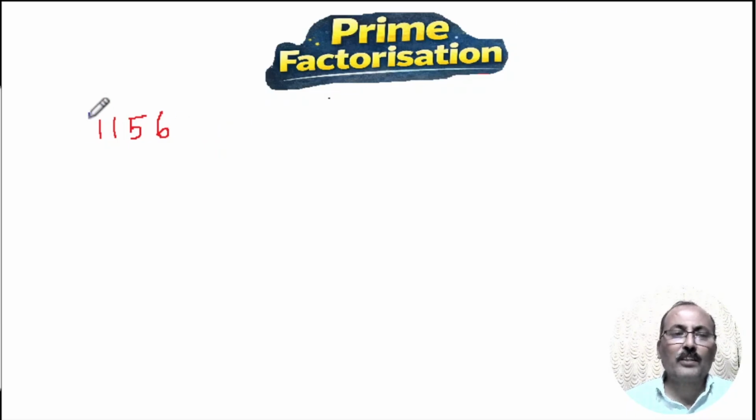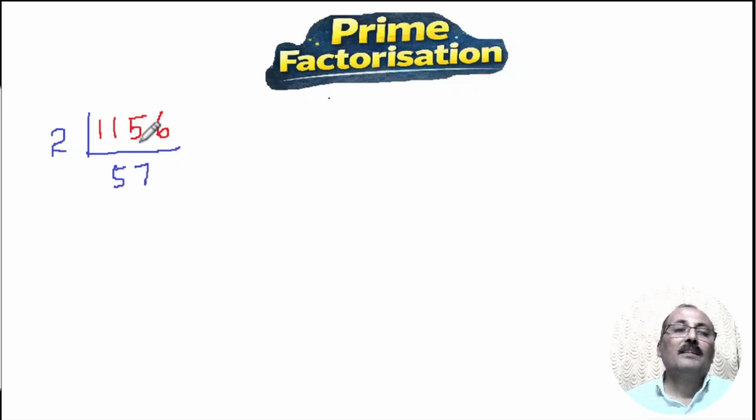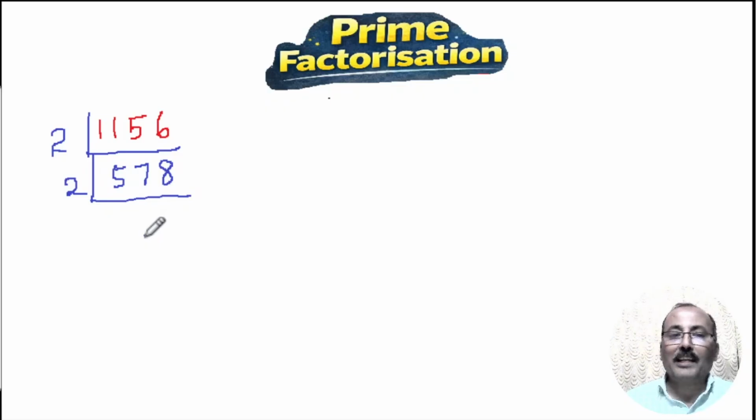You have to divide this by 2. Yeah, 2 table, it is easy. 2 5s are 10, 1 remainder, 15; 2 7s are 14, 1 remainder, and 6, 16, 8: 578. Again, thank God it is an even number. Then what you do? Again divide it by 2. It is coming in pair, so we have to feel happy. So 2 2s are 4, 2 8s are 16, 2 9s are 18.